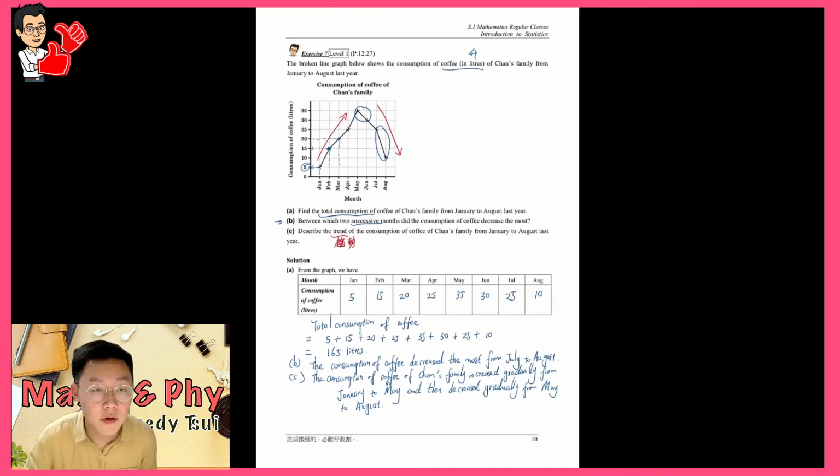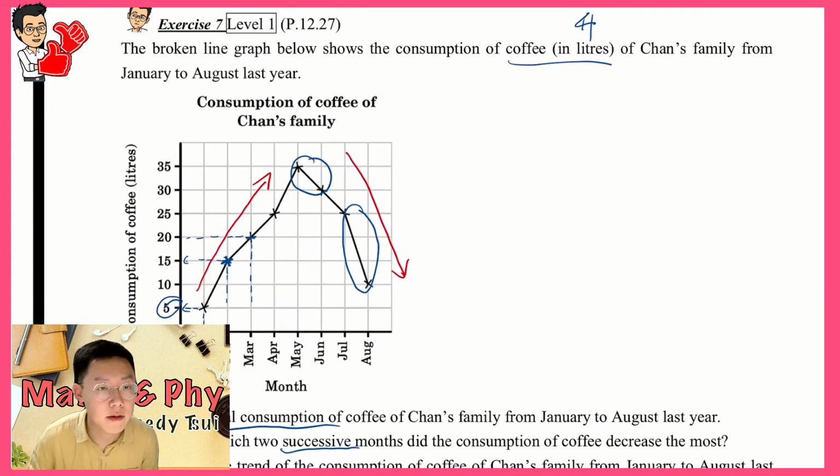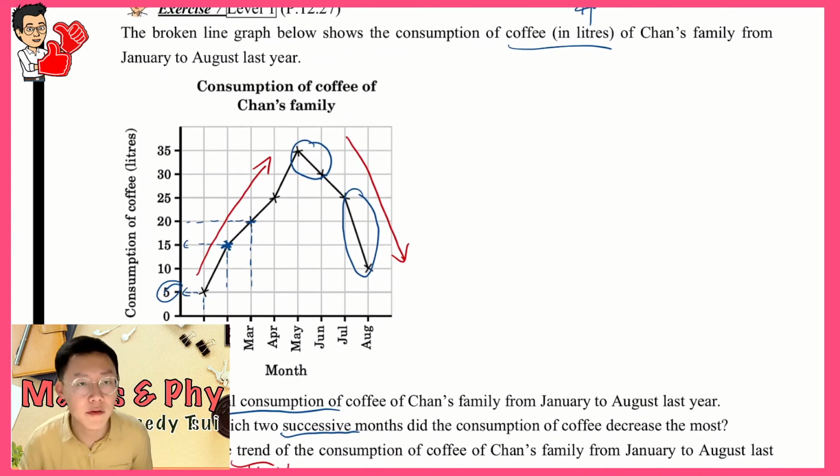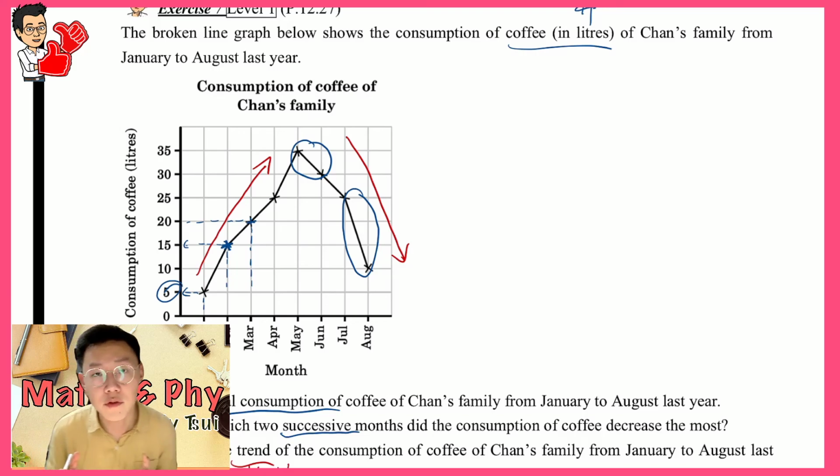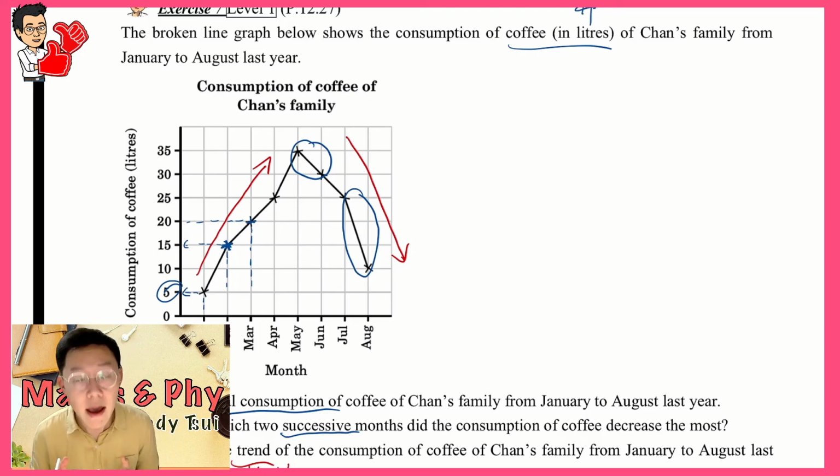So here you can see, I can say that the consumption of coffee of Chen's family is too high, and I know students, you are very young, so it is not healthy for you to drink coffee. Don't drink coffee. I think it's not healthy for you.